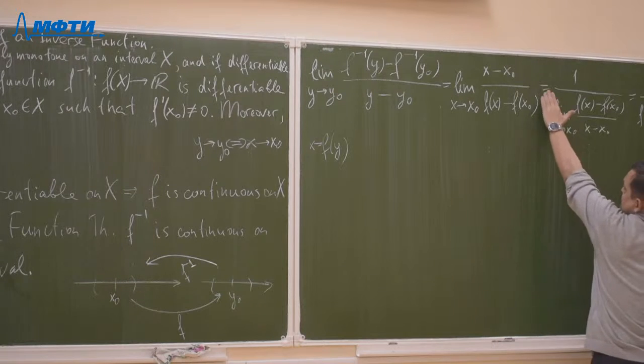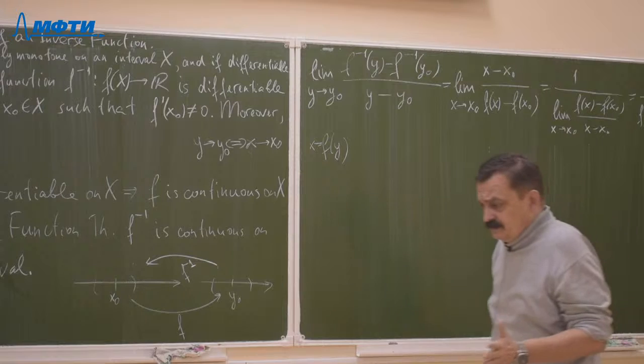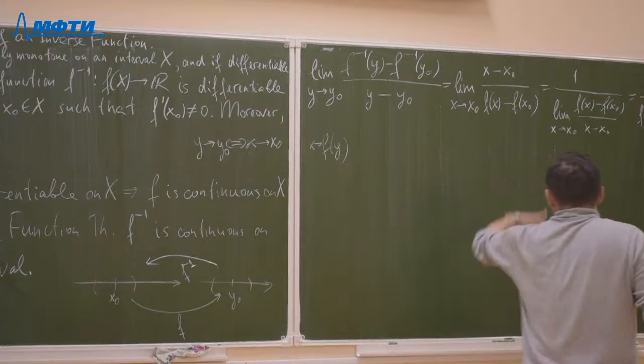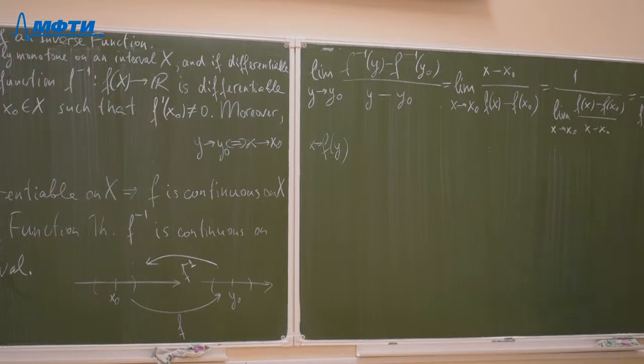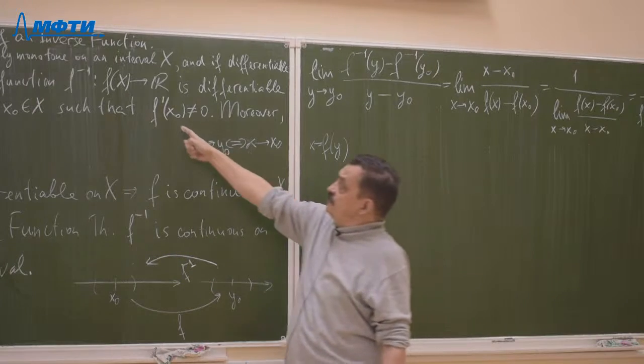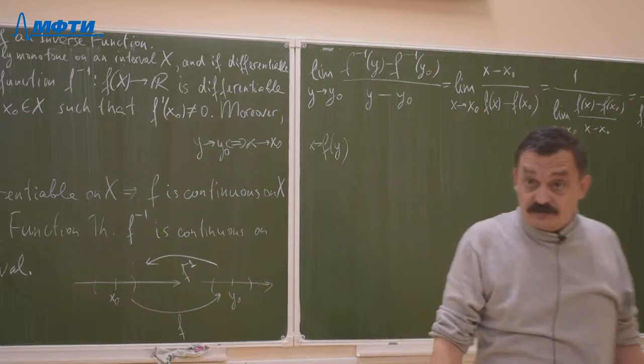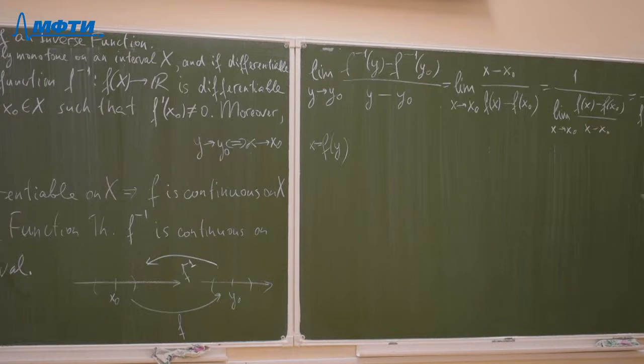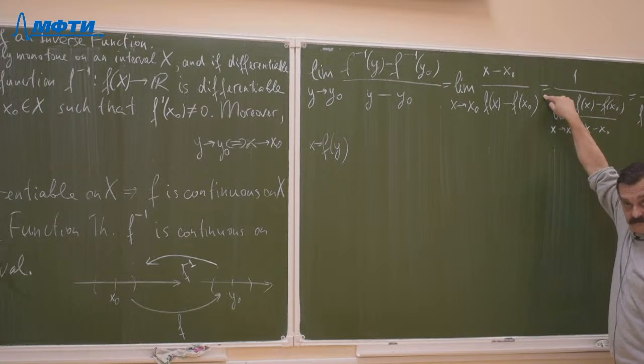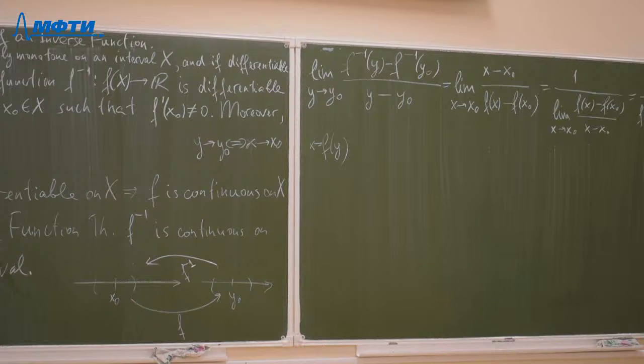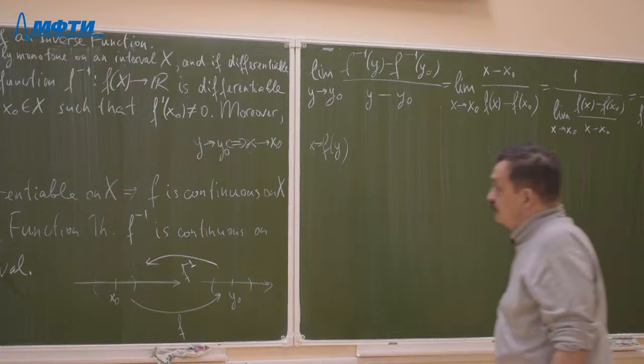Once again, this equality is conditional. At the moment when we write it, it might be not correct, but we know that this limit exists. It is equal to this derivative, and the derivative is not zero by the supposition. So the equality is in fact correct, since we checked that the limit exists and it is not equal to zero. And that's all. We have proved the theorem.